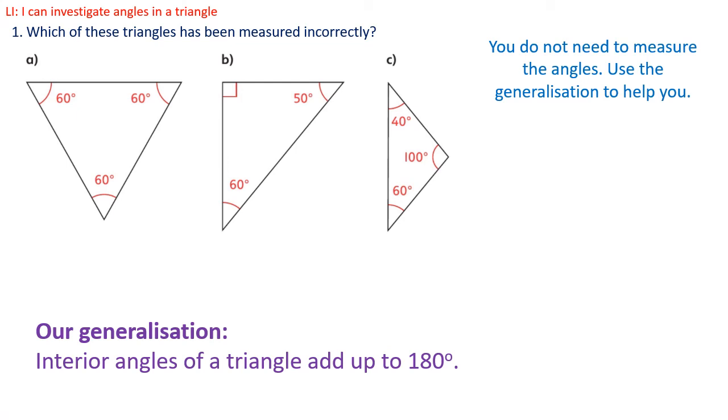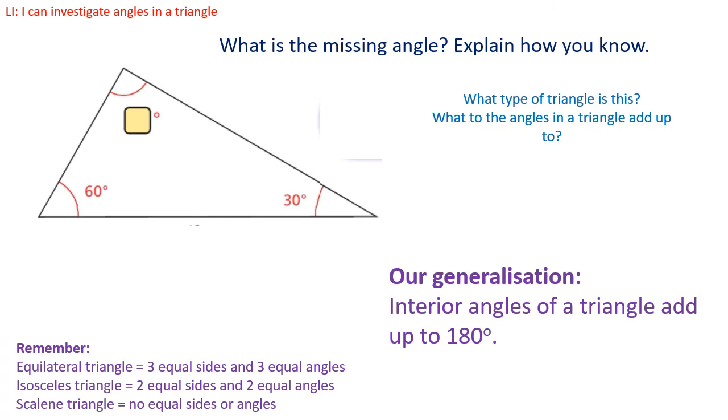And then on C, we've got three angles. We've got 60, we've got 100, and we've got 40. What do all those angles add up to?